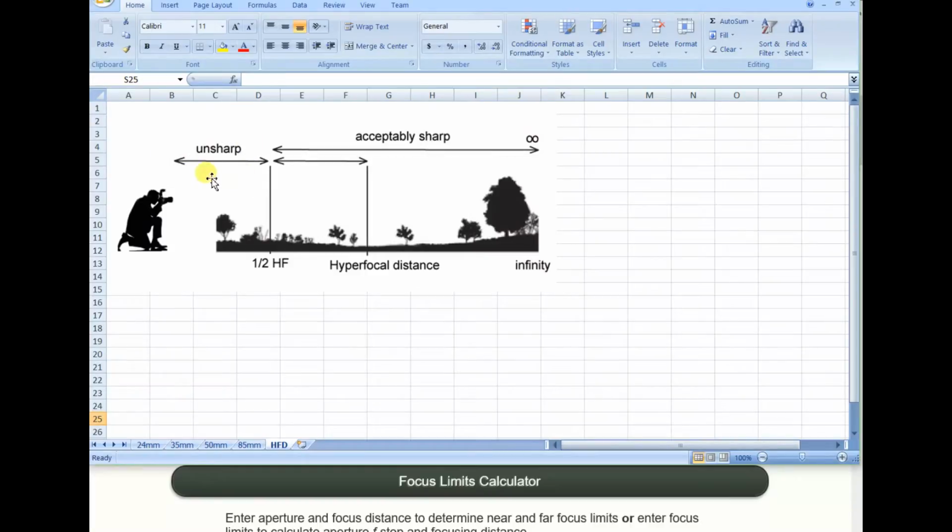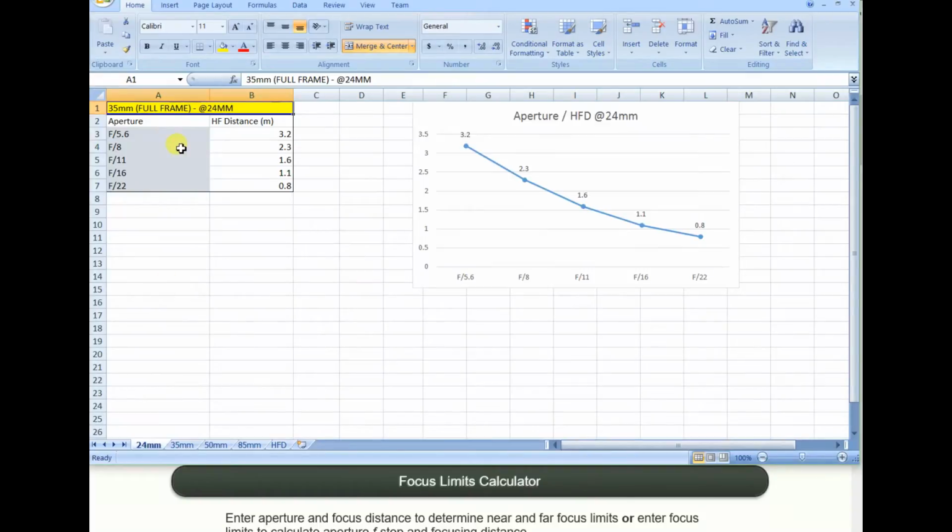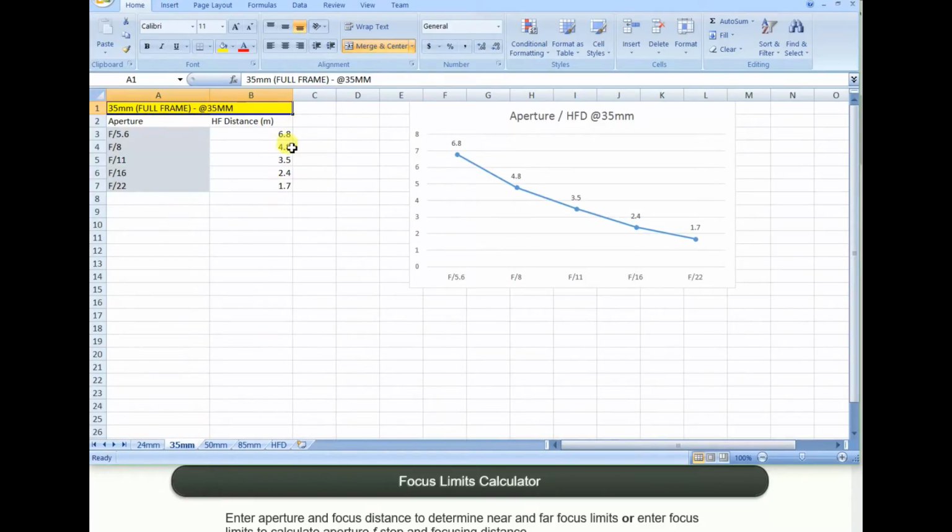This area before will be unsharp, before half the distance of the hyperfocal length, but you've got to bear that in mind in your calculation. So I've made a few little diagrams here. I'm just going to deal with 35 mil, so full frame, and obviously you change that with the different calculations. But at 24 mils, you can see these are the distances for these particular apertures. So we're going from about 1 meter to 3 meters. At 35 mils, our distances are getting higher, but our relationship on our graph is pretty much the same throughout.